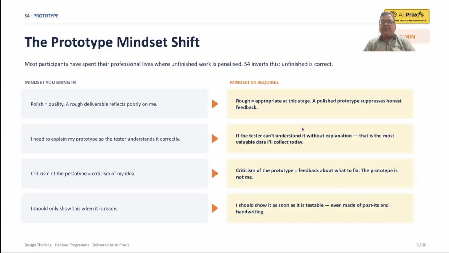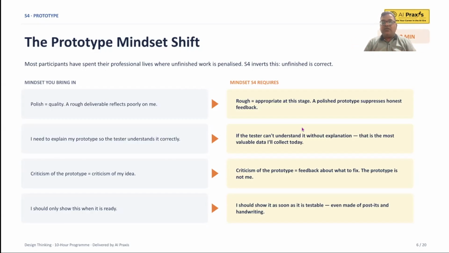So treat every piece of feedback, good or bad, howsoever, as a gift, as a reward. Feel very happy. And finally, don't wait for perfection. If your prototype can answer your biggest question, even if it's drawn on paper with sticky notes, it's ready to test.